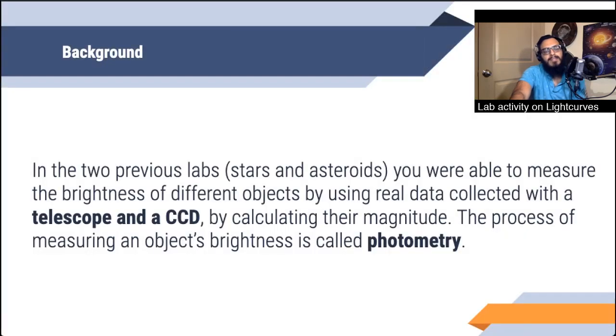In the previous two labs, specifically the stars and asteroids, you were able to measure the brightness of different objects using real data collected with a telescope and a CCD by calculating their magnitude. The process of measuring an object is called photometry. Photometry is something that we should be familiar with now, since we've done it at least twice. But now we have a name for those measurements that we were doing.